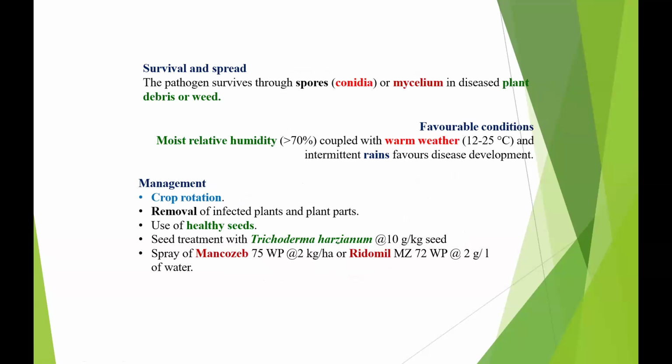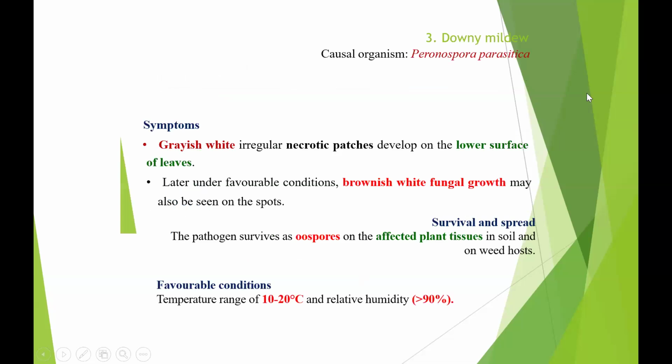And favorable conditions are moist relative humidity with warm weather. Intermittent rain favors disease development. Management are crop rotation, removal of infected plants, using healthy seeds, seed treatment with Trichoderma harzianum, spraying mancozeb or Ridomil. Downy mildew, which is caused by Peronospora parasitica.